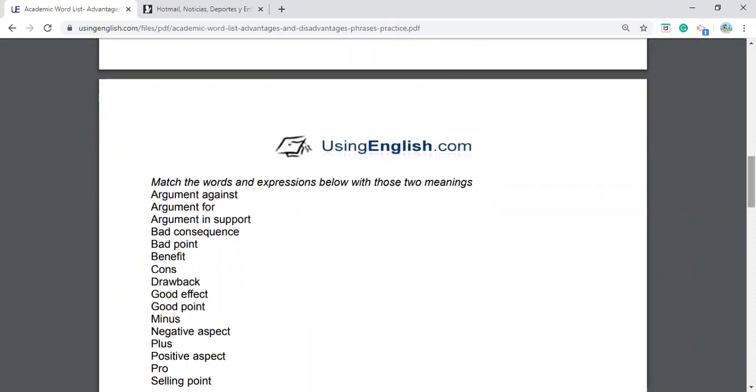The plus is the good points, okay? The benefits, we can say the plus. The plus of COVID-19 is that many people stay at home, they enjoy their free time with their family. The positive aspects, the pros, and we have, what are the selling points?